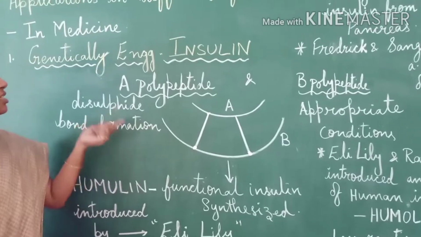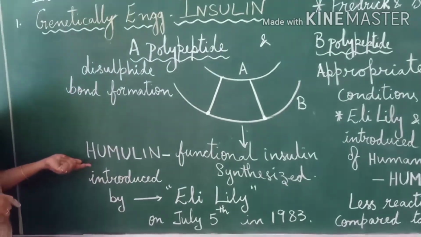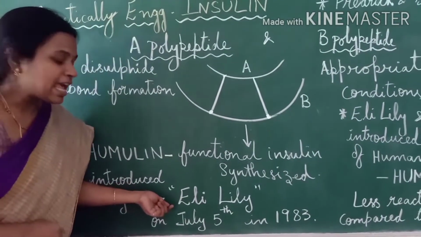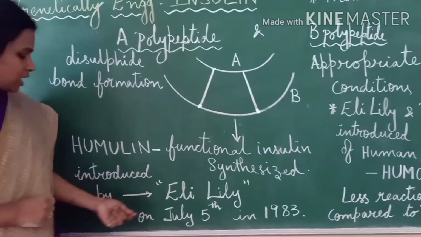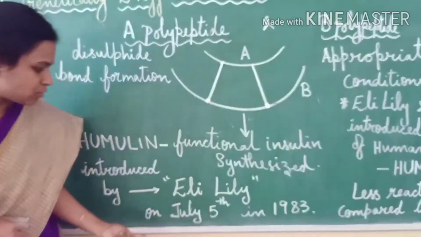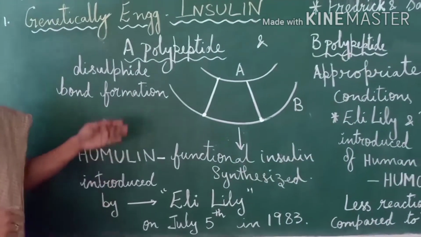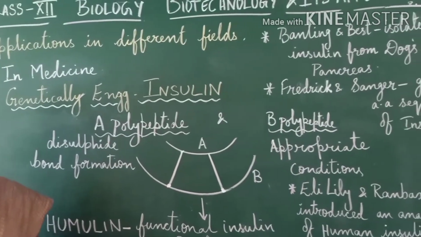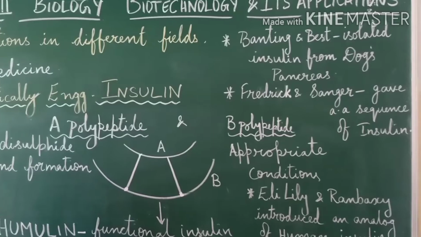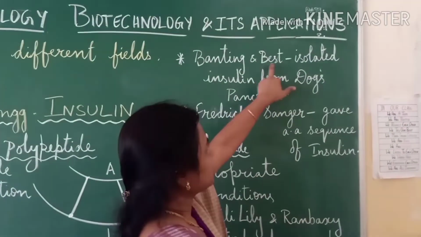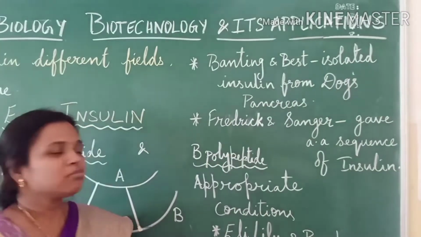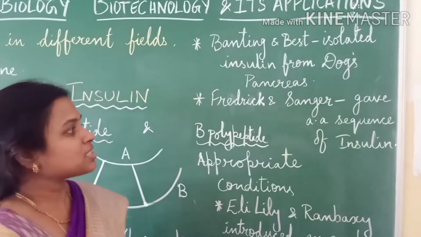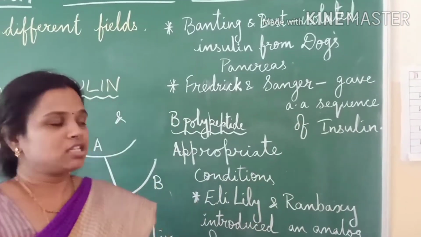This genetically engineered functional insulin is called humulin, and it was introduced by the pharmaceutical company Eli Lilly in the year 1983, on July 5th. In the process of preparing genetically engineered insulin, other scientists have also done their work. They are Banting and Best, who isolated insulin from a dog's pancreas. The other scientists are Frederick Sanger, who gave the amino acid sequence of insulin.